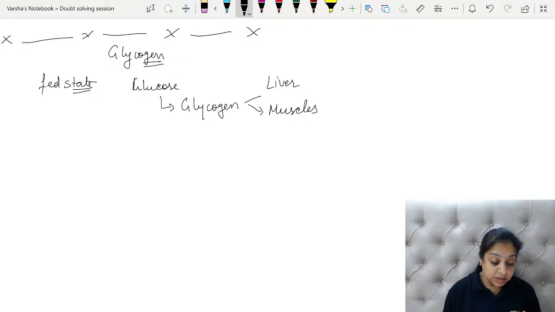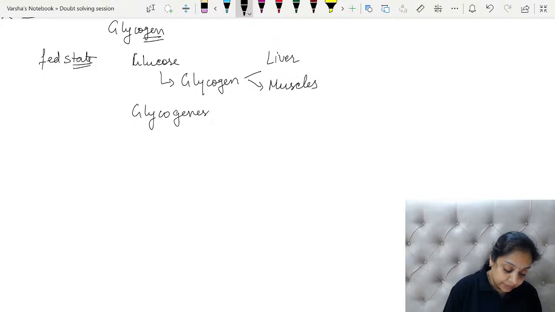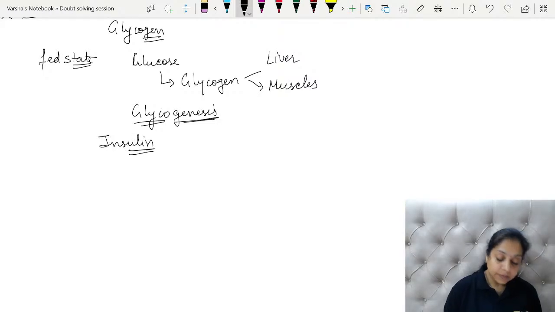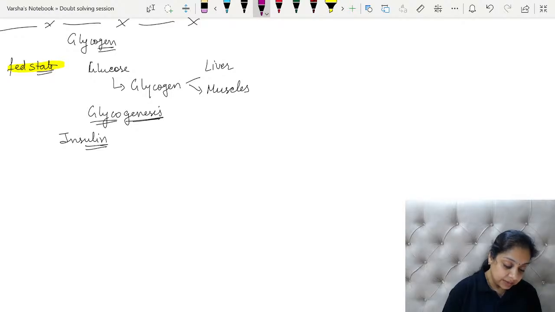So the question is, many a times we are confused about who is triggering the glycogen synthesis. Glycogen synthesis is glycogenesis. We are synthesizing glycogen. Who is triggering that? Insulin. That is in the fed state.